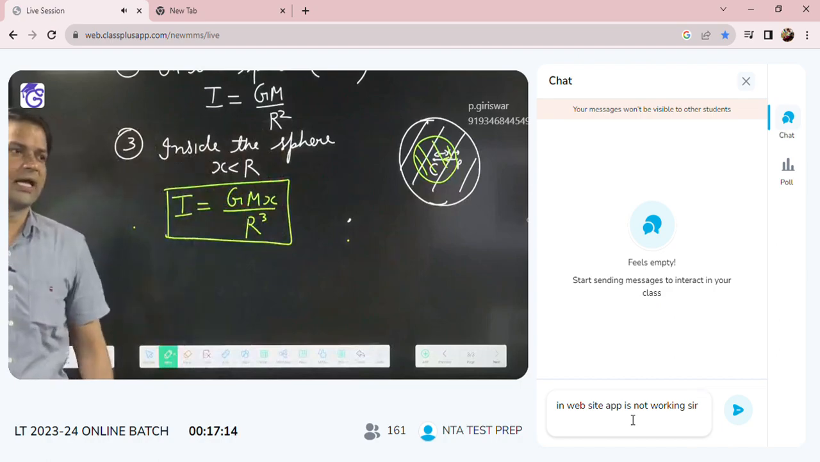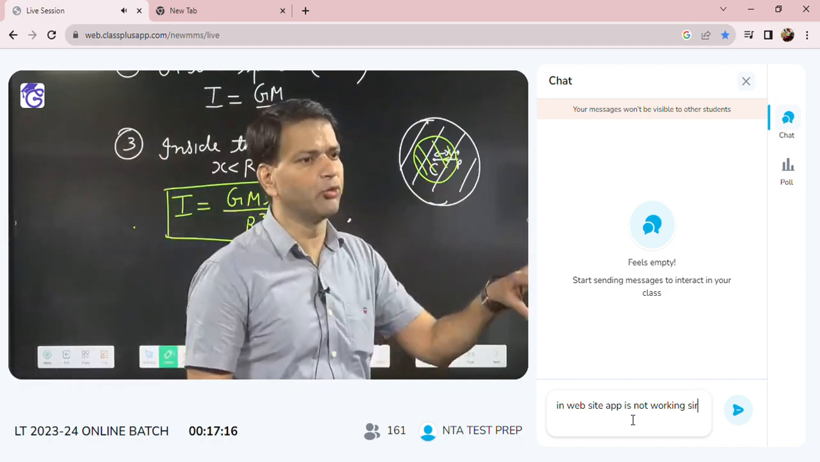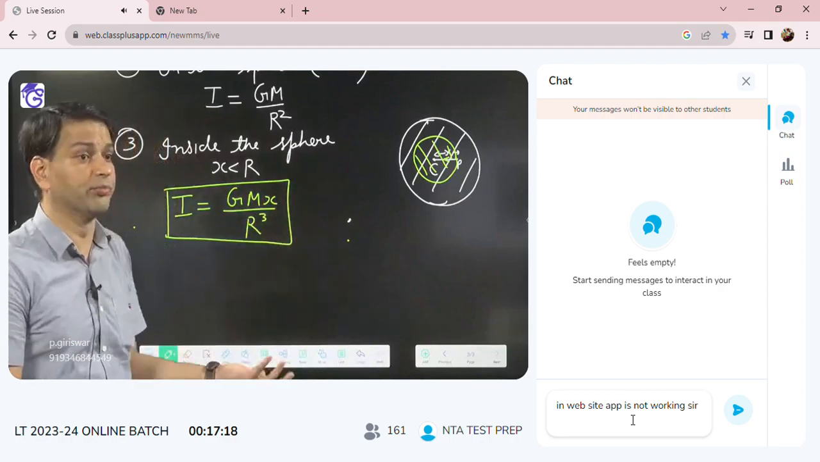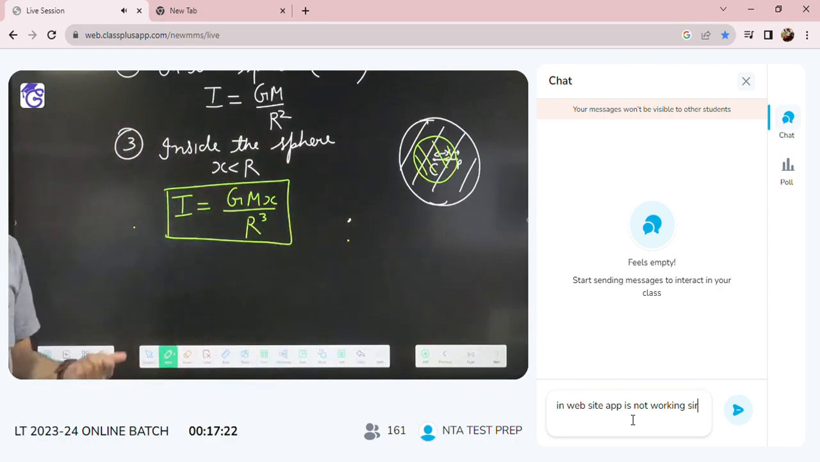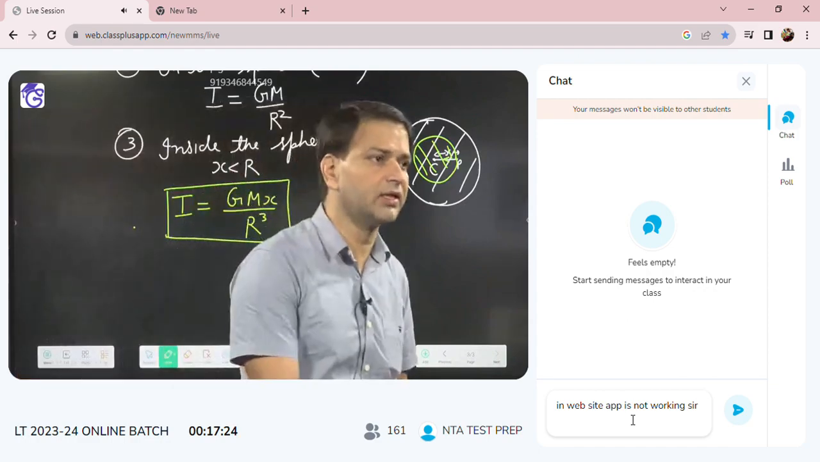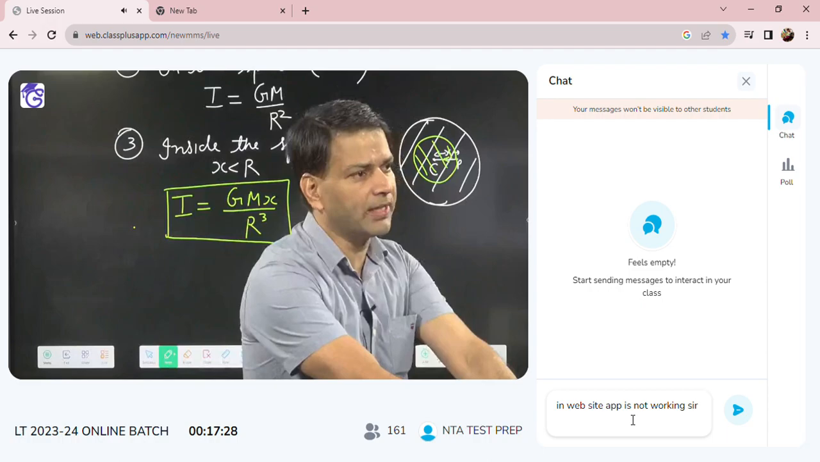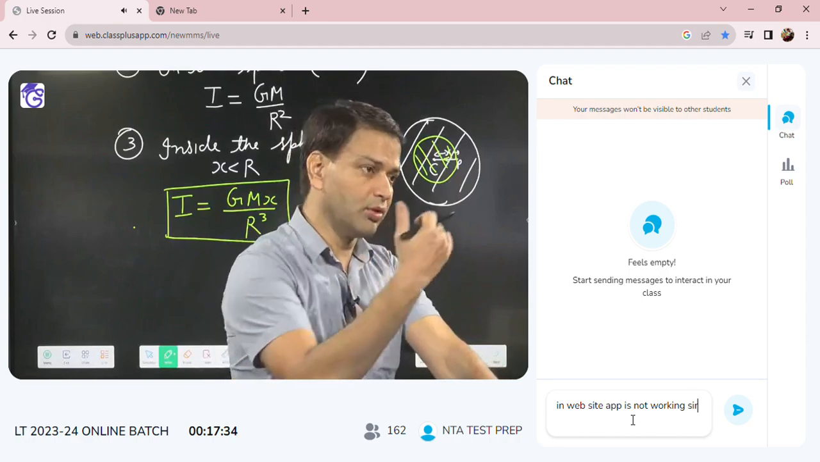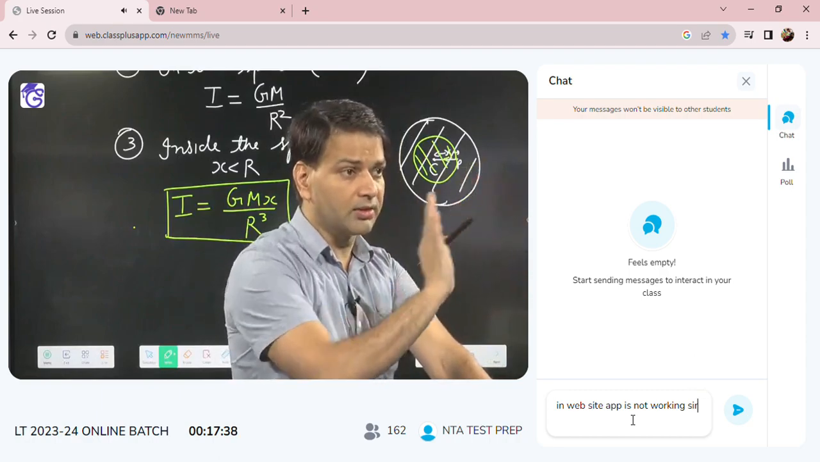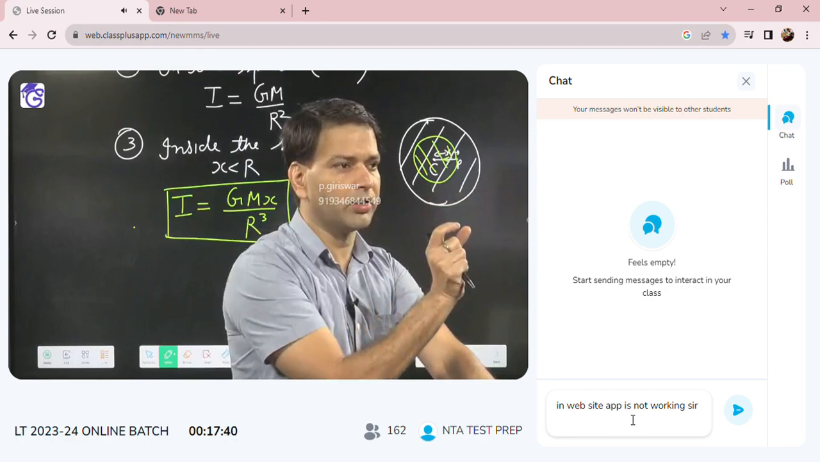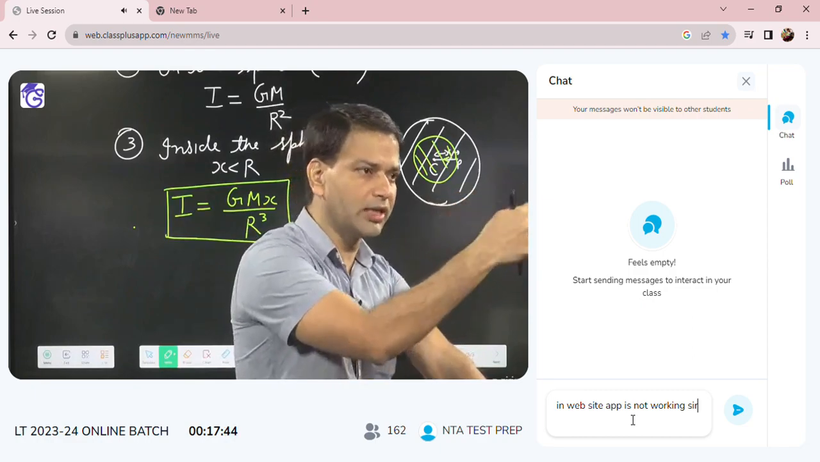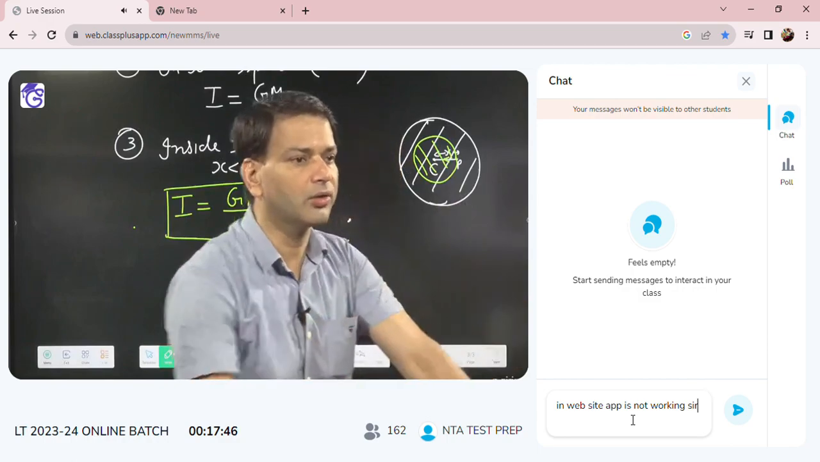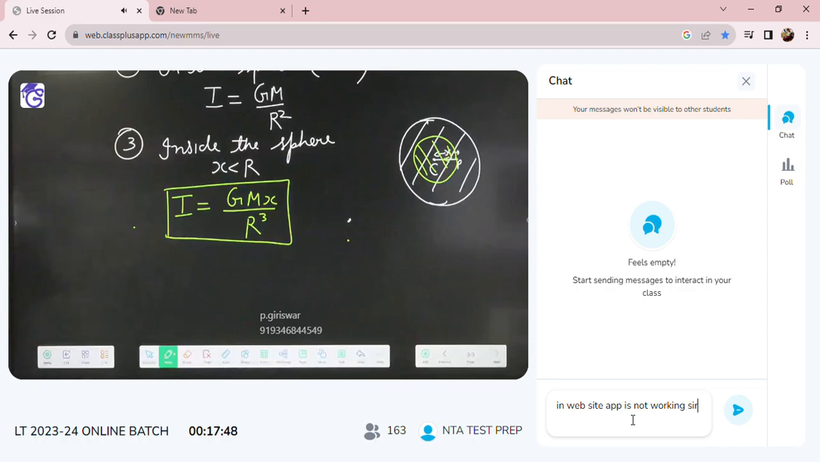Like in electrostatics, you will replace G by K and M by Q. So KQx by R cube. Maybe somebody remembers that formula. So what is the variation of intensity at a distance x inside the solid sphere? GMx by R cube. If you are getting confused, because most of the formulas we have learned have R square, then you can think dimensionally: it has to be GM by R square. So one distance I am writing in the numerator, and that's why we have to take R cube in the denominator. Okay. Completed.